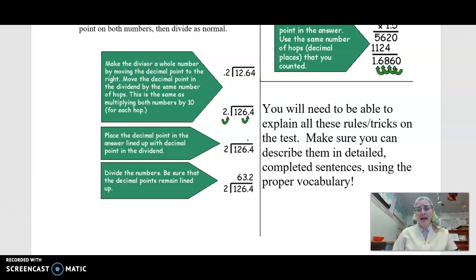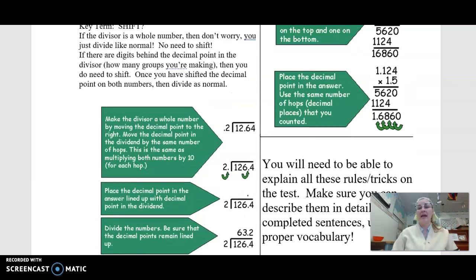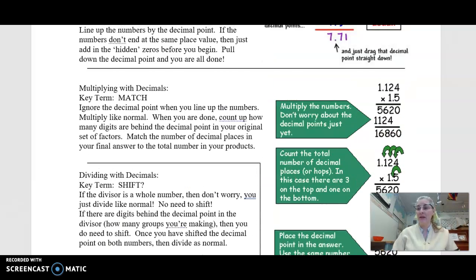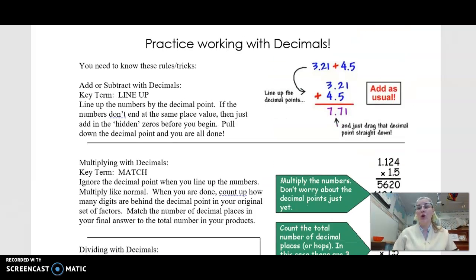So you should be able to explain these rules and tricks and be able to recognize the vocabulary, words like quotient, dividend, partial product. If you need to review any of the vocabulary, then that will help you understand the concepts better. So please enjoy working with decimals.